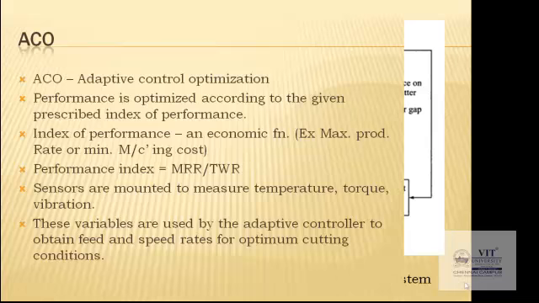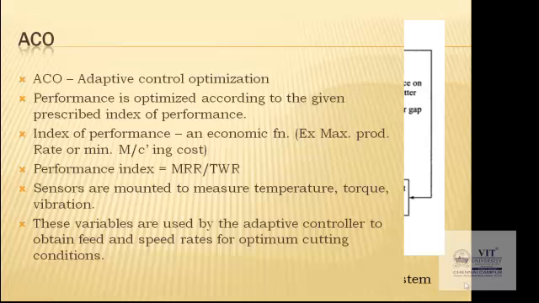So that is called adaptive control with optimization. According to the required product quality, you can optimize or set the parameters. That is called adaptive control optimization. Here the performance, or the required expected outcome, is optimized or controlled by means of some optimization techniques.